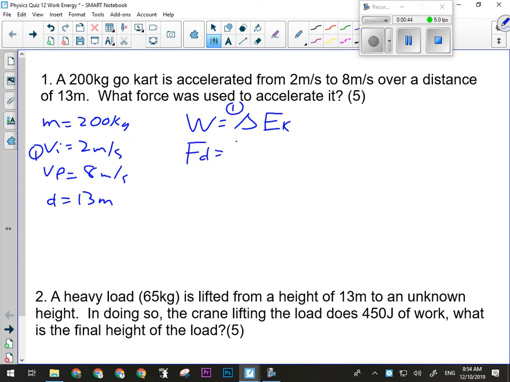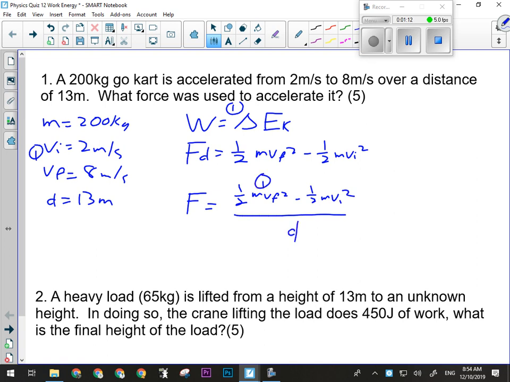Force times distance will equal 1/2 mvf squared minus 1/2 mvi squared. All right, so that'll be our next formula. And we need to manipulate in order to find the force. So what do I have to do with d? Divide both sides by d. So I'll have force equals 1/2 mvf squared minus 1/2 mvi squared over d. That'll be their 3rd mark.